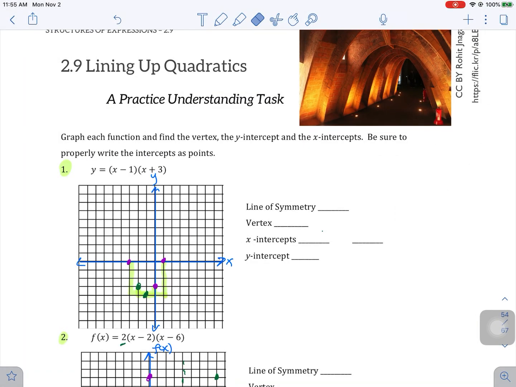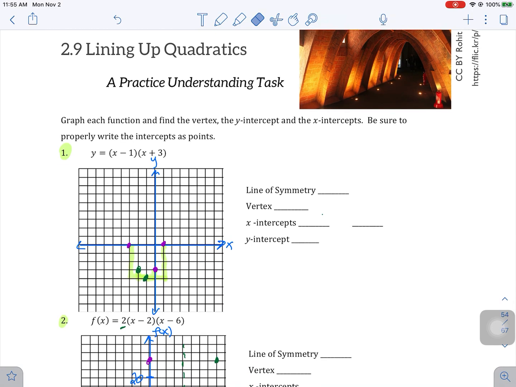Hey, welcome. This is Module 2, Task 9, Lining Up Quadratics, looking at factored form and graphs and some of the key points. So first thing, let's look. We've got an equation in factored form, (x - 1)(x + 3). In factored form, what you're trying to figure out is what value of x will make the expression 0.